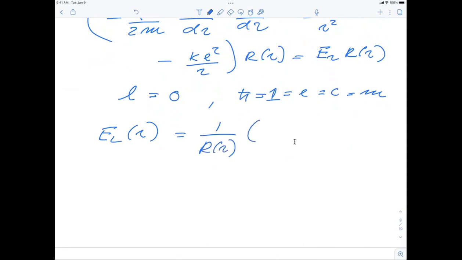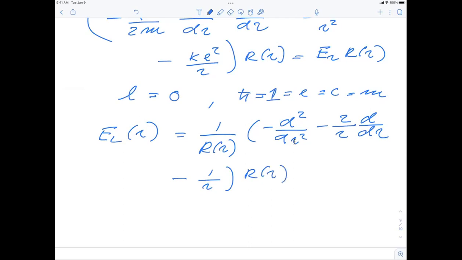And now I write out the derivatives. So I'm going to get a second derivative with respect to R squared. There's going to be a minus. There's going to be a factor of 2 over R times d dR, minus 1 over R. And this is all multiplied with R as a function of R.